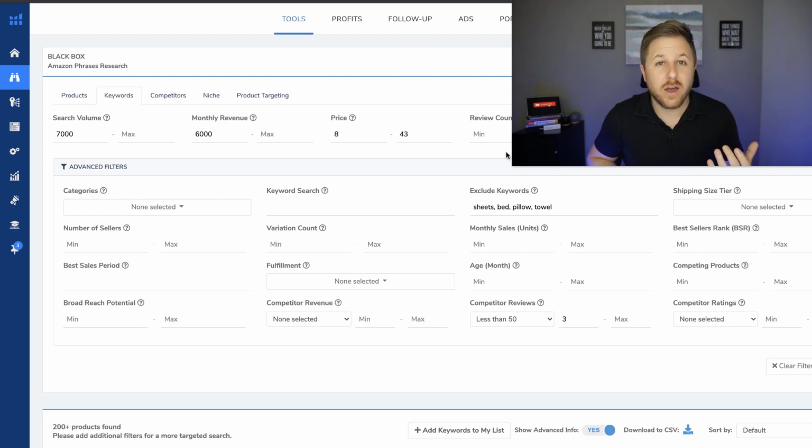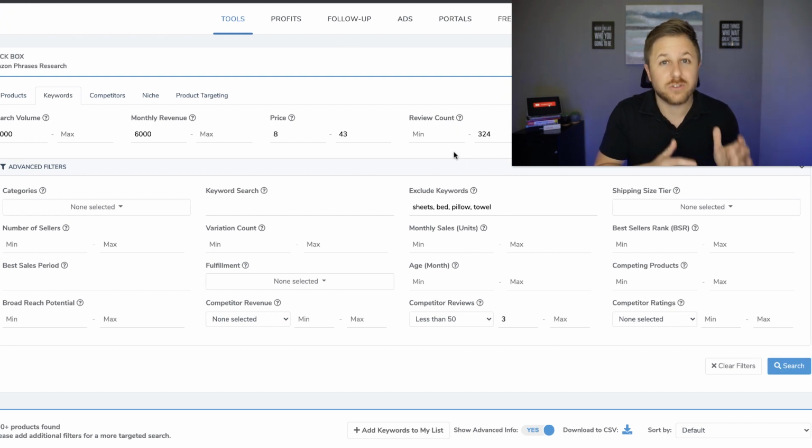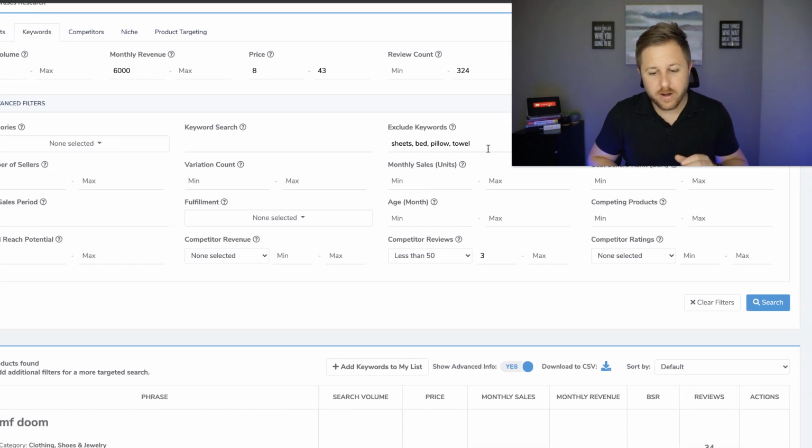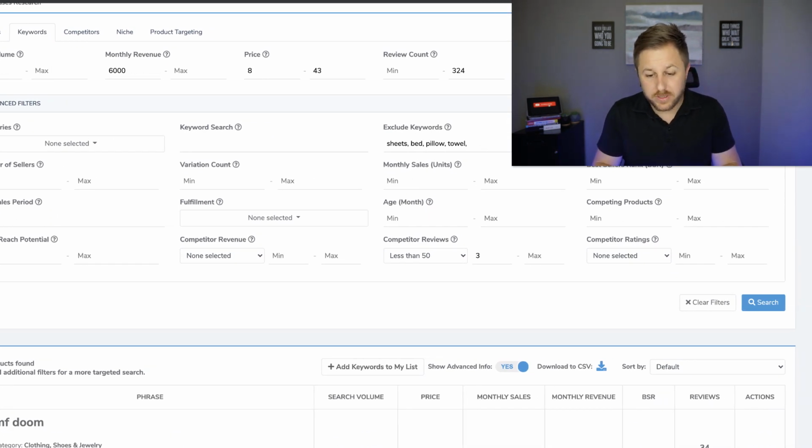And then for the review count, I put a max review count of 324. Again, you want to have a product where there's not too much competition. A lot of products have really high reviews, so I put 324 right there. But just remember, the more reviews that all of the products have, the more competitive it is and the harder it is to get your product on page 1. The bids are going to be higher for advertising. So just remember that.